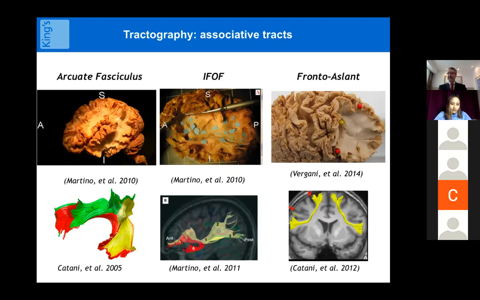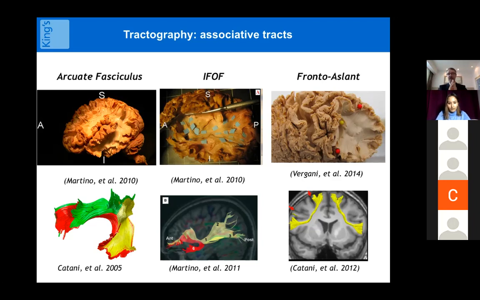And you may have studied in anatomy the arcuate fasciculus that connects the frontal and temporoparietal areas that are important for language, but you will know that there are other tracts that are important. For example, the IFOF, which is the inferior fronto-occipital fasciculus that connects again frontal area with the temporal and occipital areas, and the frontal slant tract, which has been more recently described, that connects frontal region of the supplementary motor area with the inferior frontal operculum, which is the so-called Broca area.